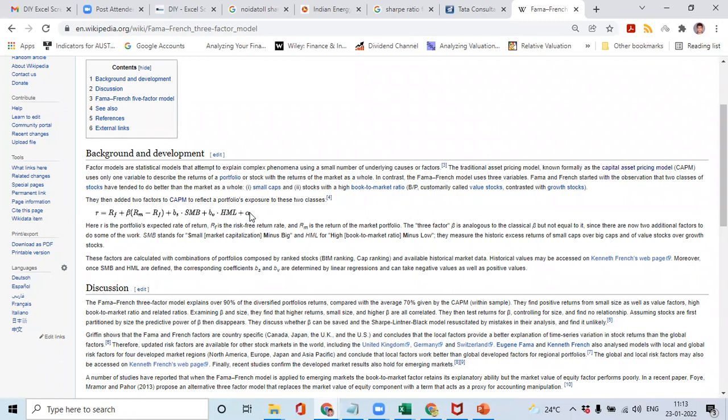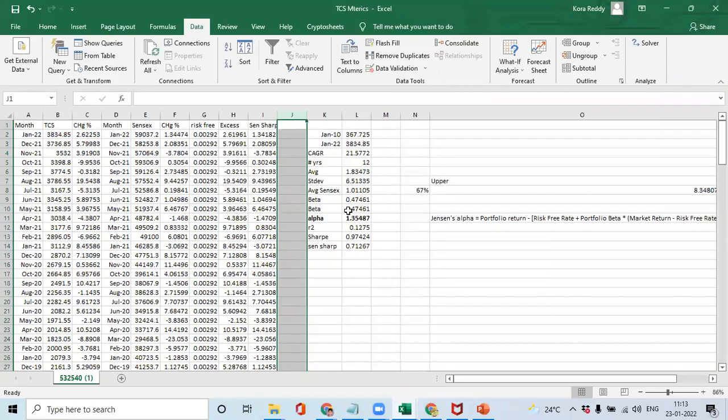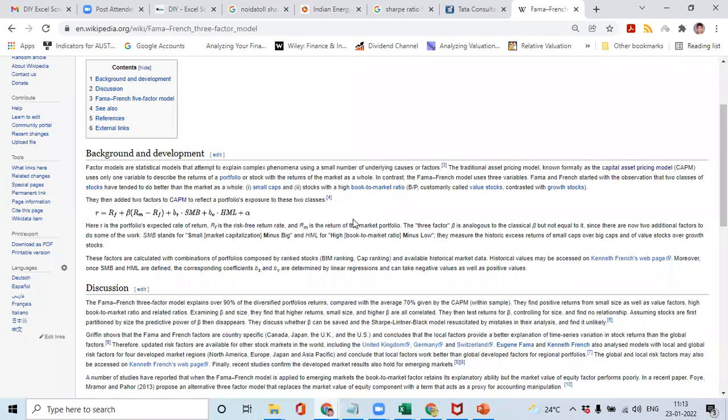So now alpha becomes, just keep it here, or minus, everything goes to the other side. So instead of this alpha, we get some other number. That's your real returns as per this model, Fama-French 3-factor model.